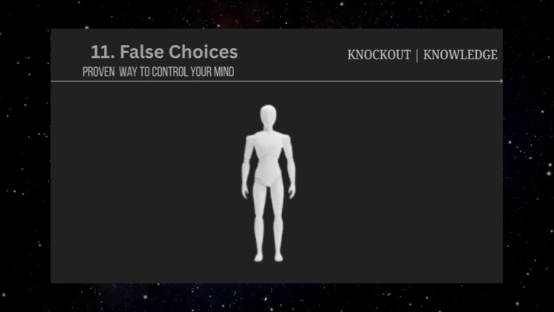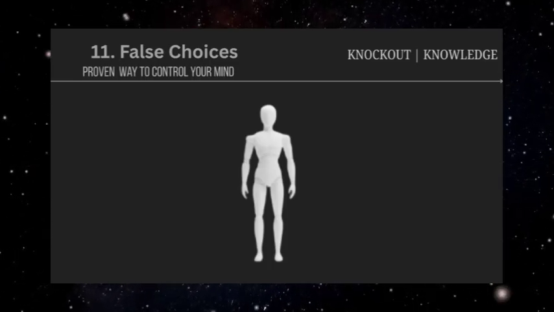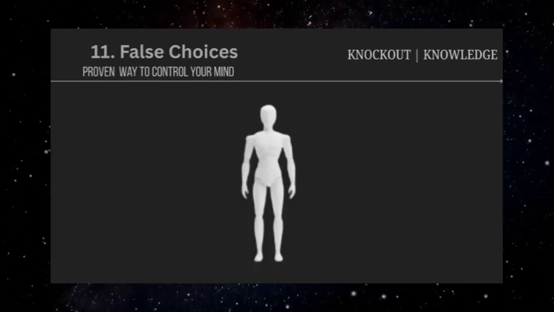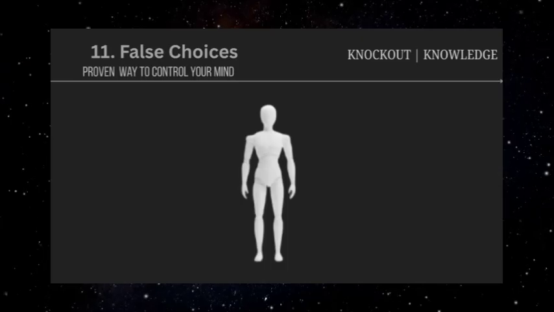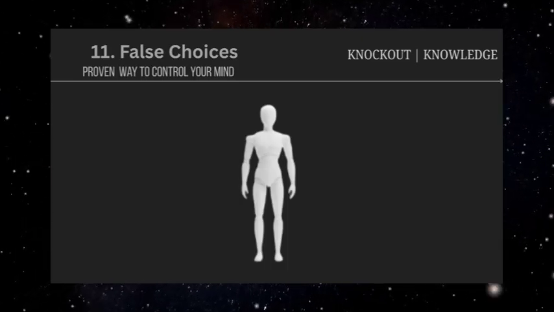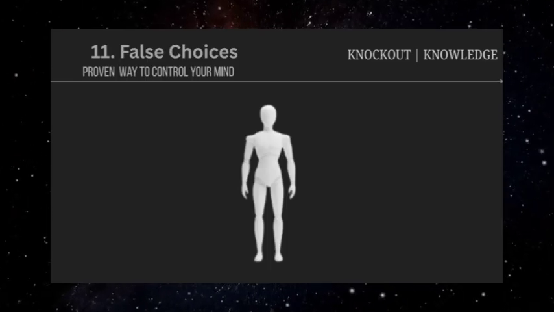What makes false choices particularly effective is that they often include one obviously undesirable option alongside the manipulator's preferred choice. "Do you want to help with this project, or should I tell everyone you're not a team player?" The second option is so unappealing that the first choice seems reasonable by comparison, even if helping with the project isn't actually in your best interest.